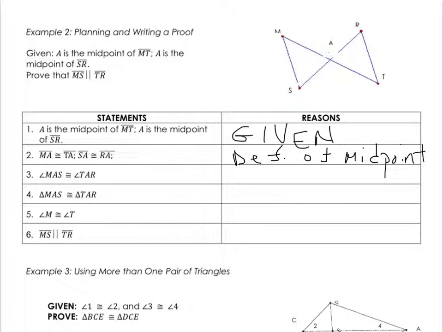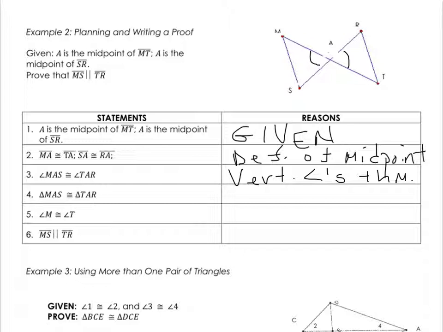Then the next step is we say angle MAS is congruent to TAR. So this angle is congruent to that angle. Why do you think that assertion can be made? Well, if you said the vertical angles theorem, you would be right. So let me just abbreviate here, vertical angles theorem. It is very difficult to write with neat handwriting on this particular app.